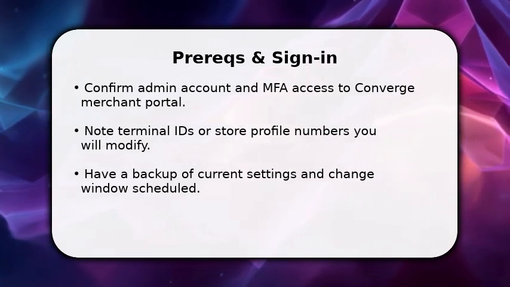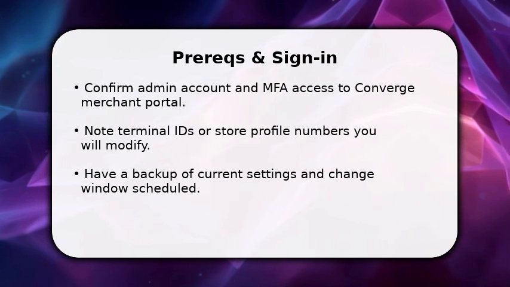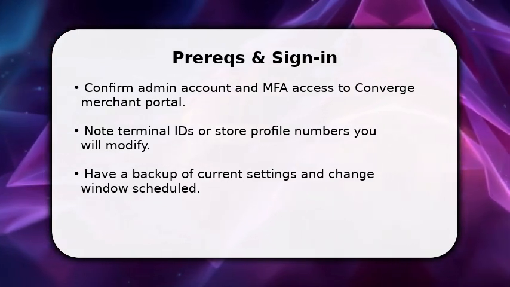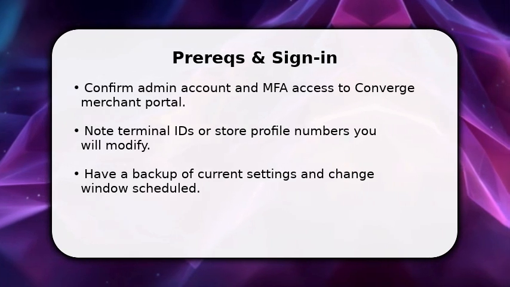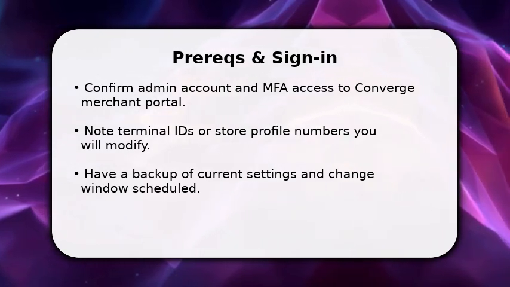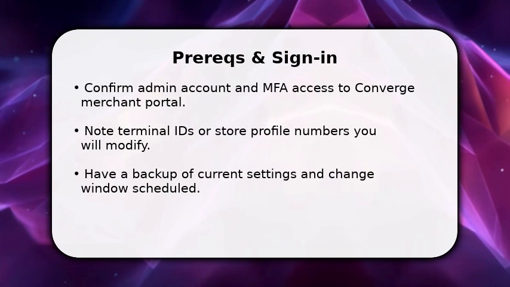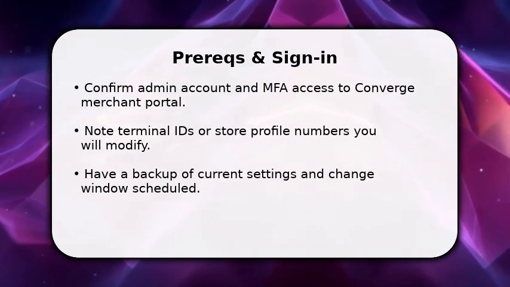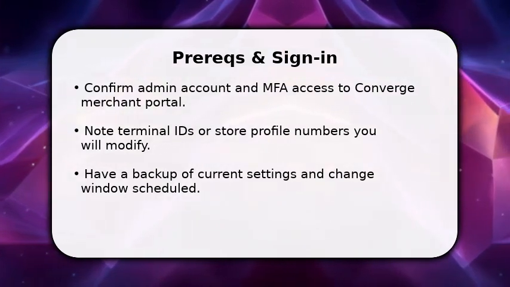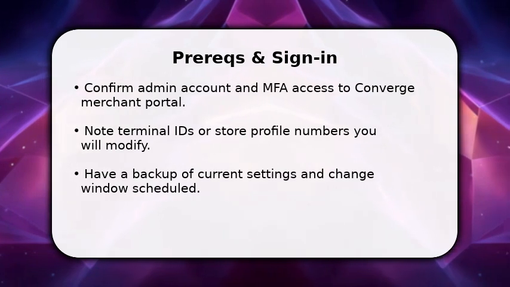Make sure you scheduled a low-traffic window and saved a configuration backup in case you revert. You'll use the portal's payment or hardware section. Do not change unrelated items. This early setup prevents service disruption and gives you a clear rollback path if the QR toggle affects other features.